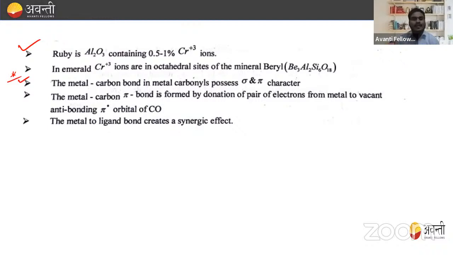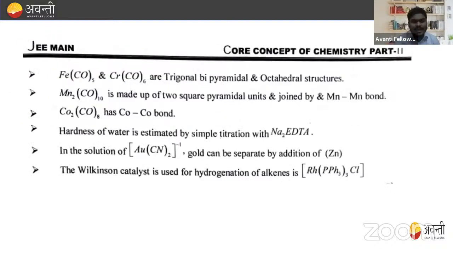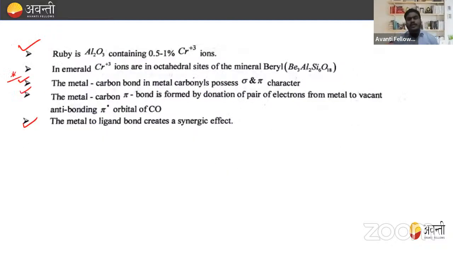The metal carbon pi bond is formed by the donation of a pair of electrons from metal to the vacant anti-bonding orbital of the CO, and the metal to ligand bond creates a synergic effect. That is, if the reverse takes place, if the electron is transferred not from ligand to metal, but from metal to ligand, then it creates a synergic effect. So these are all the important points, and in this I explain all the important points related to this chapter.